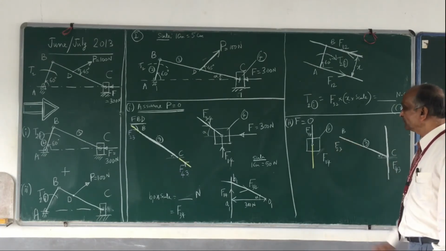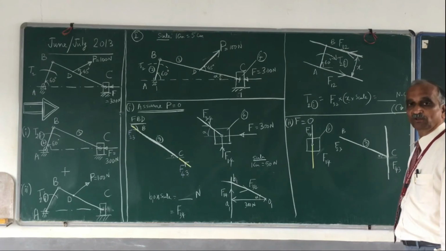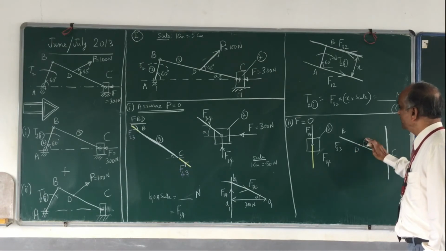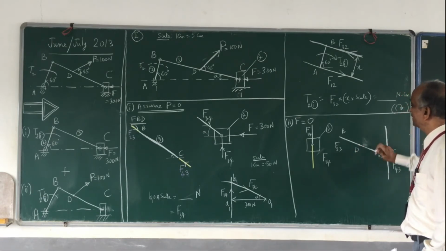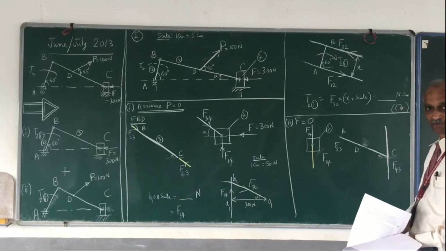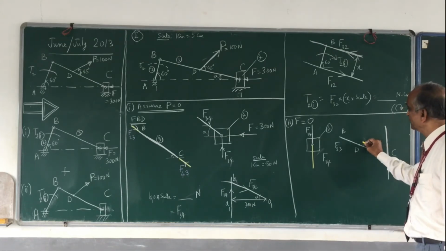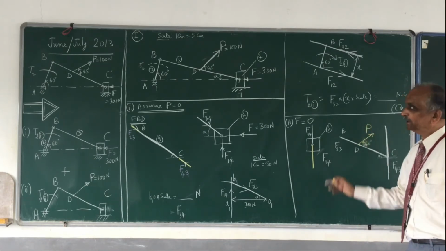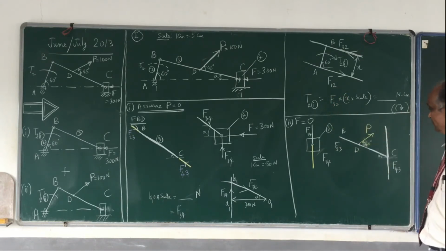And what is the line of action of F23? That I don't know. And in addition, I also have a point D. At point D, I have one more force. What is that force? It is P. So you measure 45 degrees. This is 45 degrees. And you have a force P. P is 100 Newton. That also I know.